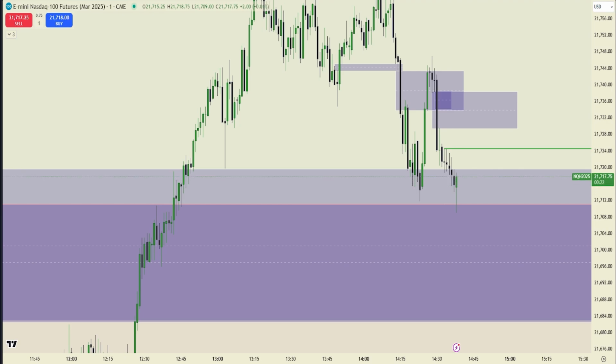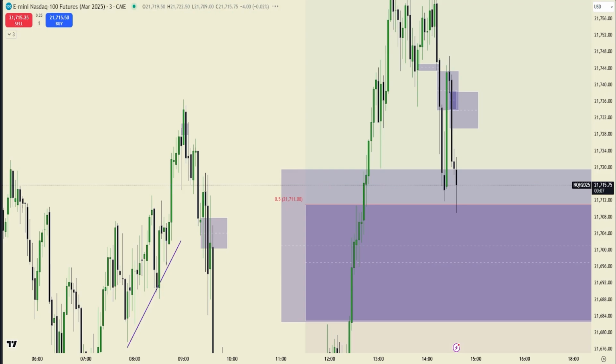What do I think about this short? I didn't really love this short because we're fading buy side liquidity. But if we got a long here, that'd be good.